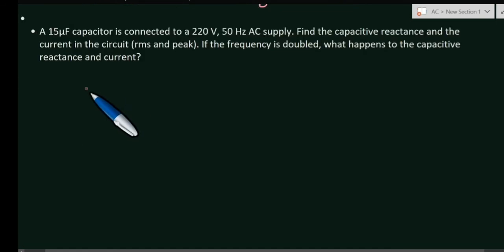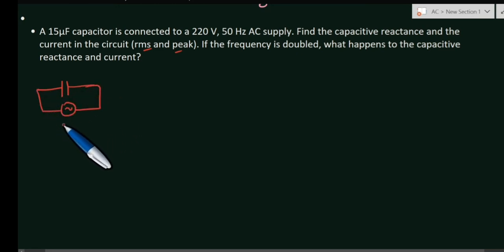And next question, a 15 microfarad capacitor is connected to a 220 volt 50 Hz AC supply. Find the capacitive reactance and the current in the circuit, both RMS and peak current. If the frequency is doubled, what happens to the capacitive reactance and current in the circuit? So they have given only the capacitor in a circuit of AC.